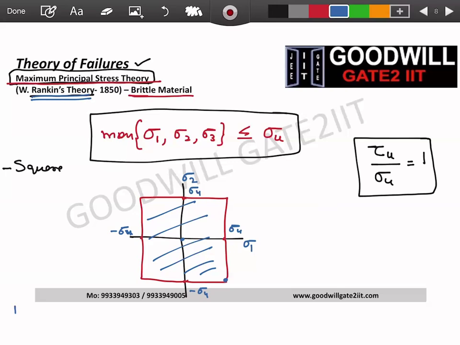Now, the only drawback of this is never asked, but I really feel if they really want to complicate things in the exam, they should ask these things. But interview people will not leave these concepts. They will ask you these questions. The problem with maximum principal stress theory is that it takes tensile and compressive strength as same.